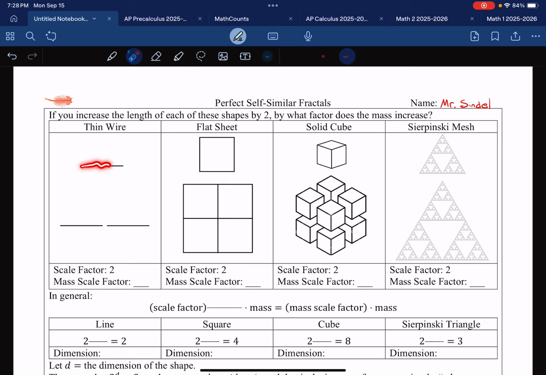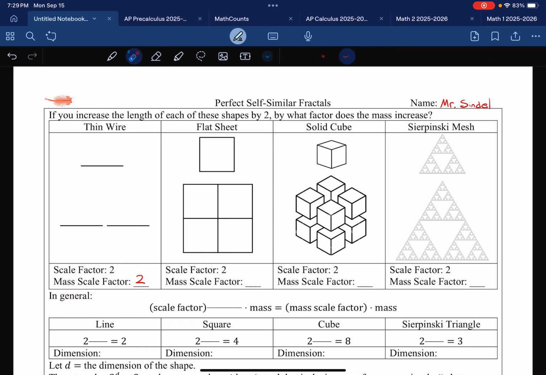Sometimes the metal is a really thin wire, sometimes the metal is this flat sheet, sometimes the metal is this cube of metal over here, and then sometimes you have this mesh of metal. My question is, if I multiply each of the lengths of the original shape by 2, what factor will the mass increase? So with a thin wire, if I multiply by 2, then I have 2 thin wires. So when I multiply length by 2, the mass is scaled up by a factor of 2.